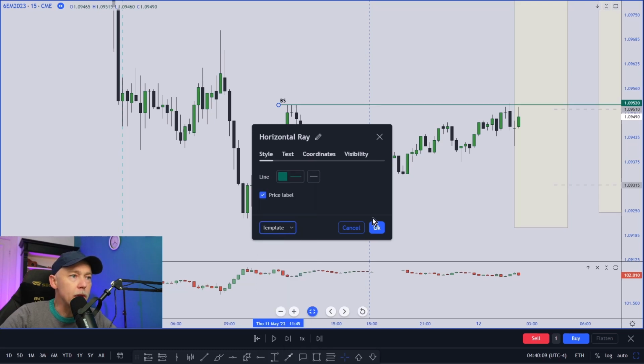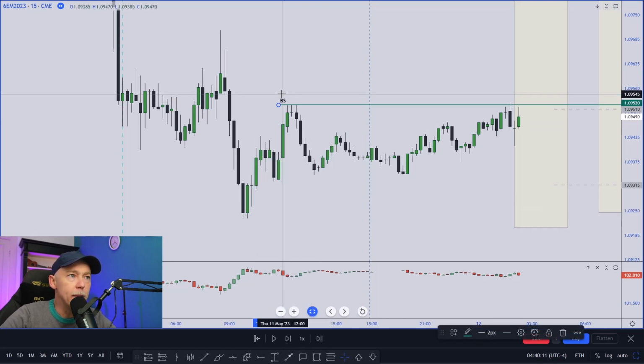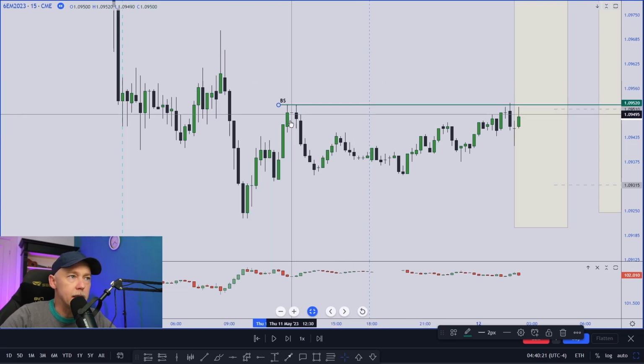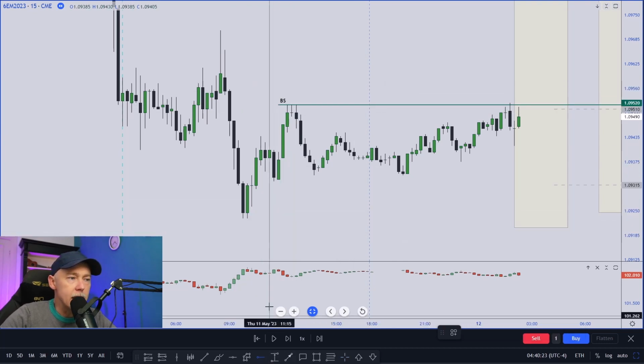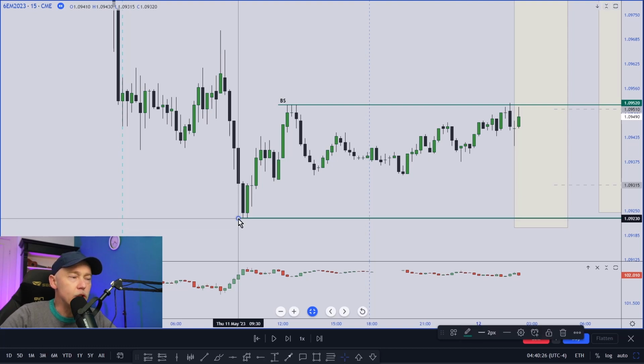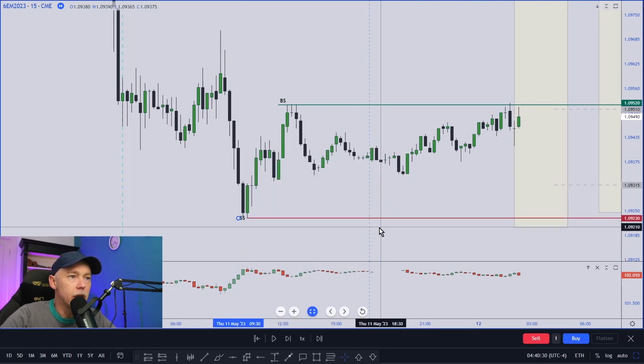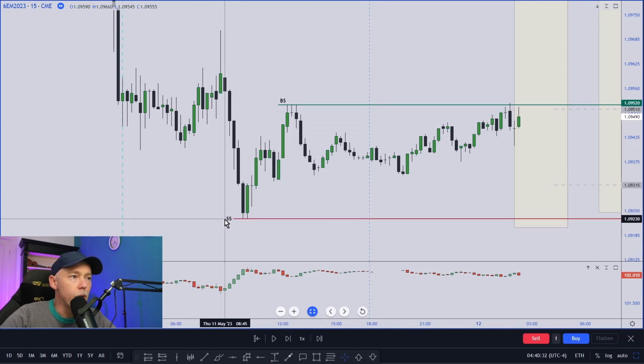So I marked up the buy side here above this level. Why? Because after the swing move down, there would be a lot of buy stop orders above this area from the previous day. So I marked it up as my buy side level. Then I marked up my sell side level. So where is the potential draw of liquidity below the market? I call that sell side. So I pop that down here at the swing low there.